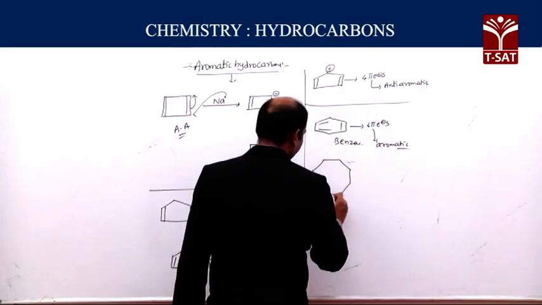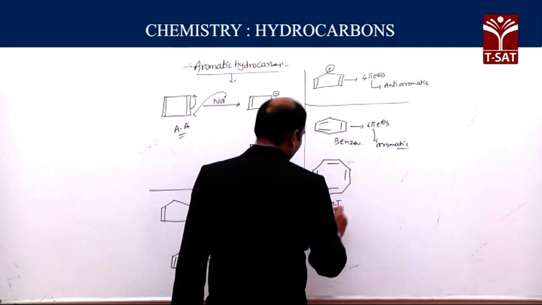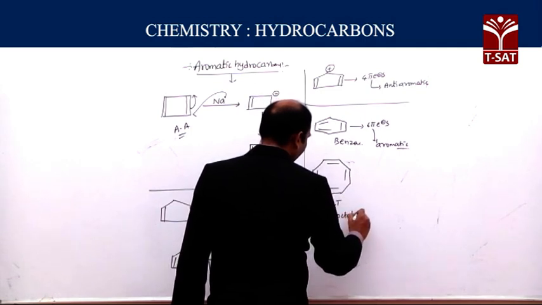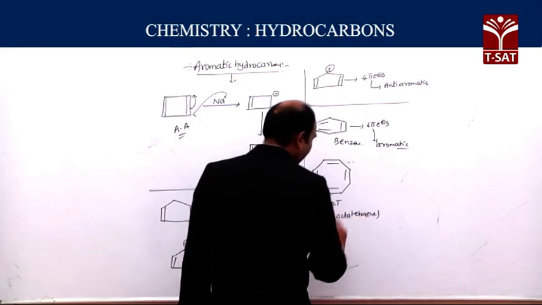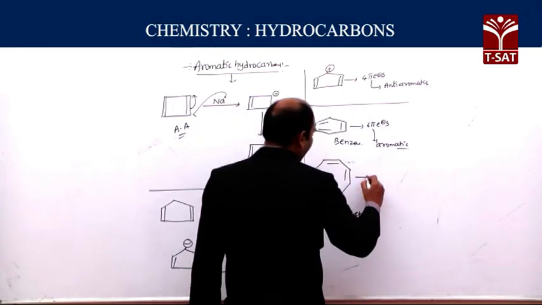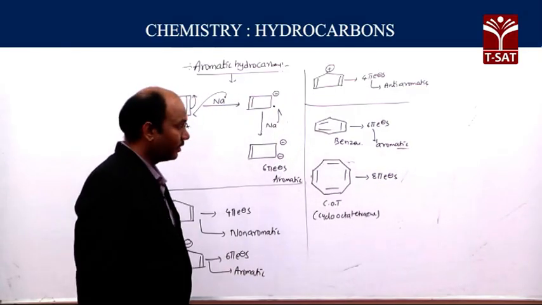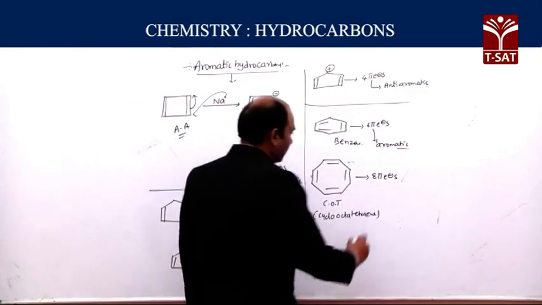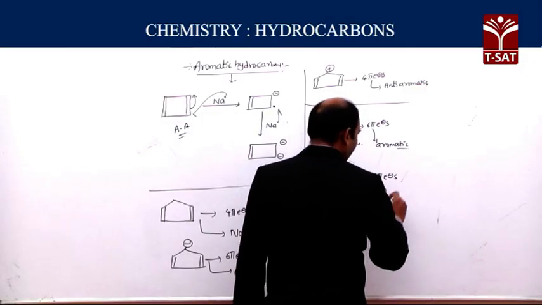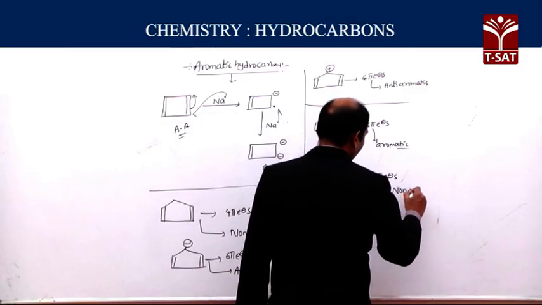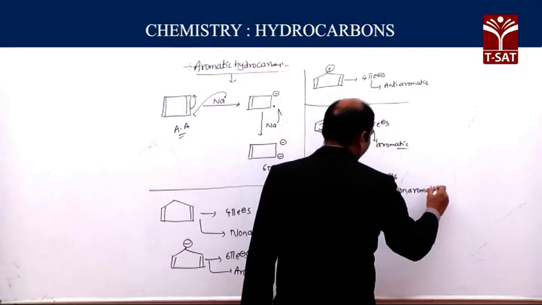If we take this one, this is cyclooctatetraene, called COT. COT is nothing but cyclooctatetraene. It has 8 pi electrons. A conjugated system is present, but it is a non-aromatic compound.